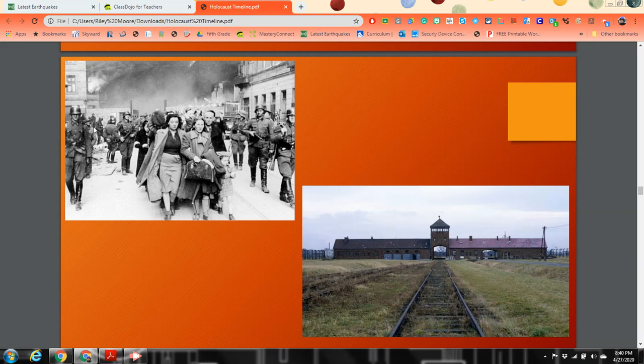Now, this is an image of the Jews leaving a ghetto. Right here, as you can see, they're being marched by the German SS soldiers. And this is an image from the railroad tracks down here, which is heading into Auschwitz. So they knew that if they were heading to Auschwitz after a little bit, it wasn't a good thing.